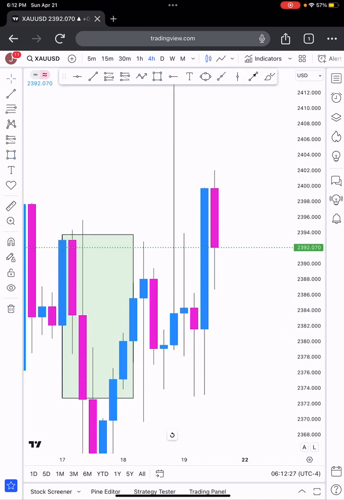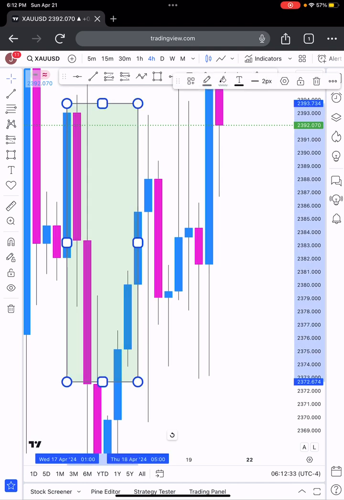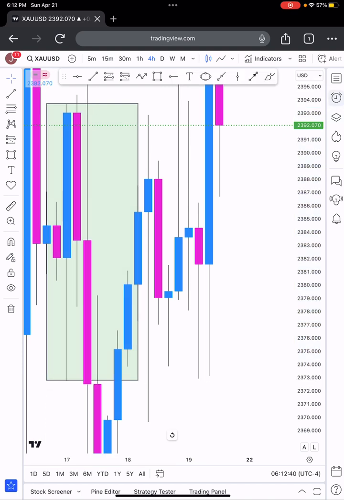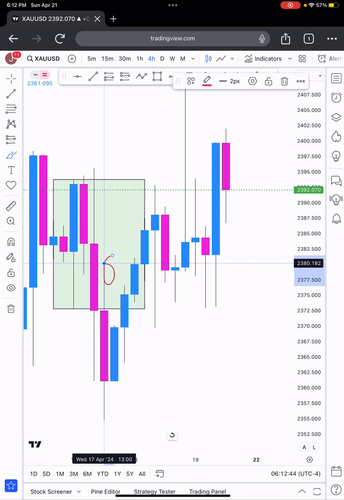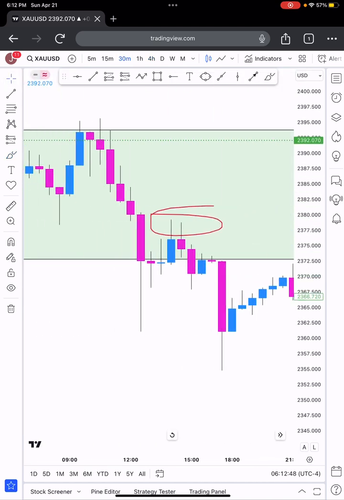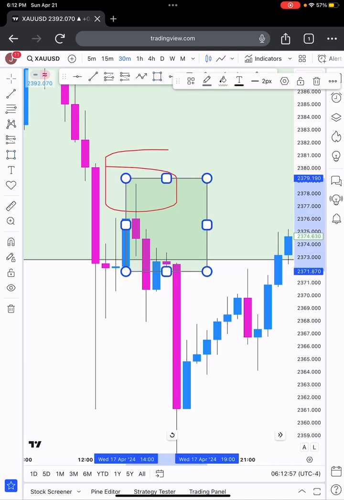Did it break this zone? Let me just double check here. Yeah, okay, so it did. So price broke the zone, then came back into the zone. So let's see here if there's any trade control for M30. Okay, yep, there's a trade control. So that's why price continued to go down. Okay, so this is the trade control.